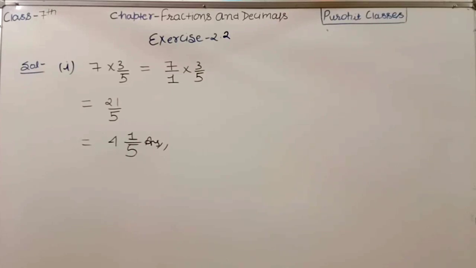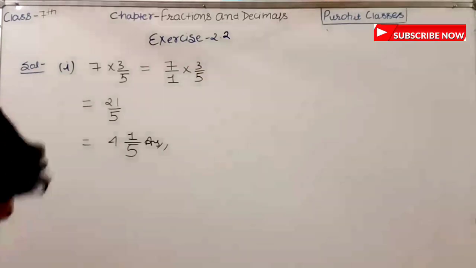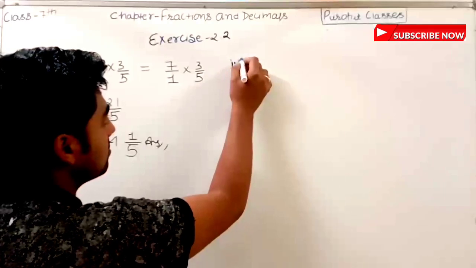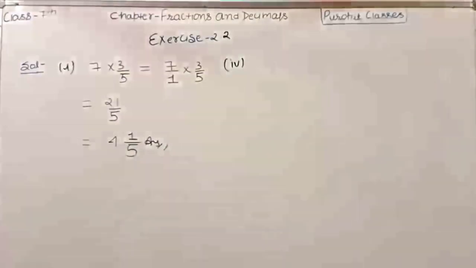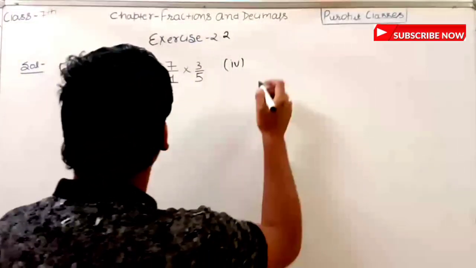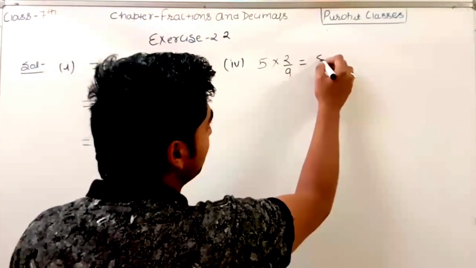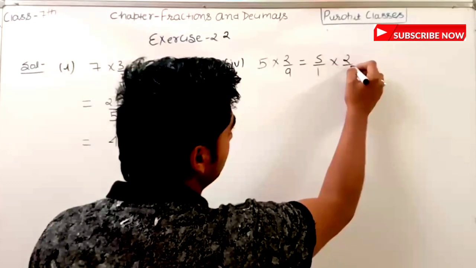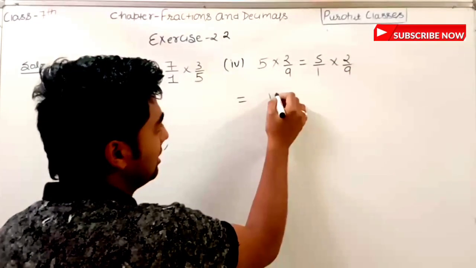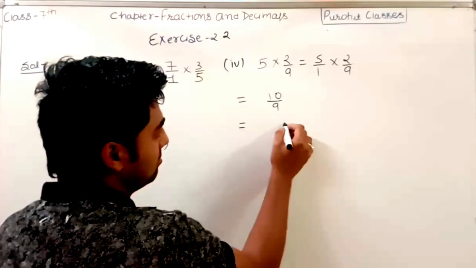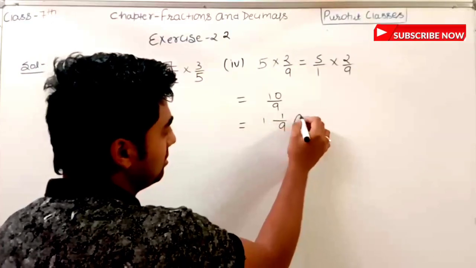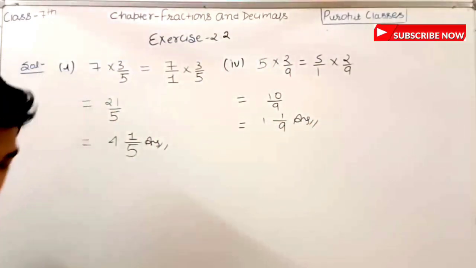In this question we have been given 10 parts. I have done one. One more part I am taking, the fourth part. It is 5 multiplied by 2 over 9. You can write it as 5 by 1 multiplied by 2 by 9. This is equal to 10 by 9, and 9 one time is 9, and 1. This is our answer. Understood?